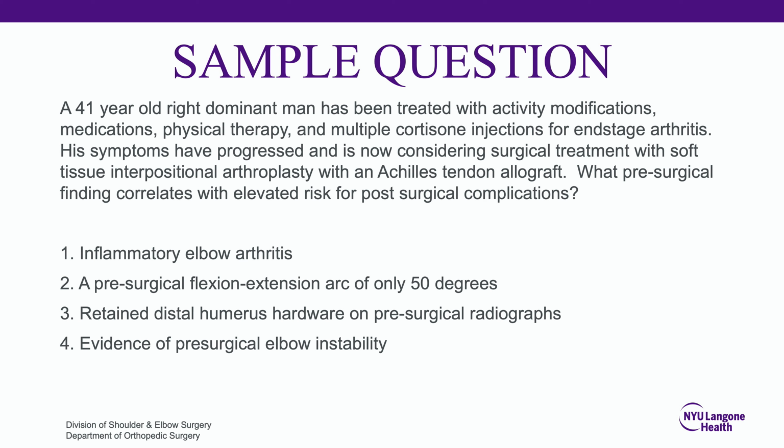Inflammatory elbow arthritis, that is one of them, although it's not a direct correlation as much as that possible instability issue. So that's an option. A pre-surgical flexion extension arc of only 50 degrees, that is probably not much of a complication risk. Retained distal humerus hardware, once again, I don't think that really elevates the risk as much. Evidence of pre-surgical elbow instability, that definitely is a risk factor. In fact, that may be a contraindication. So between option 1 and 4, option 4 is a more direct answer. So I would pick option 4 on this one.